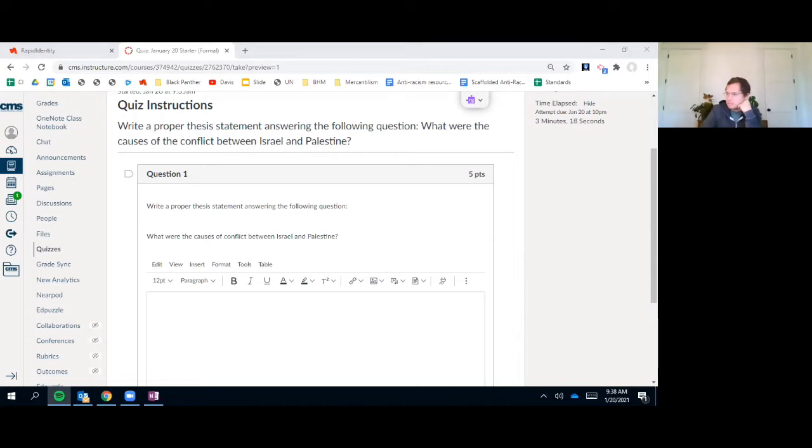Remember, y'all, this is 5 formal points. The code again is in the chat. IP for Israel-Palestine. Thesis is the code for the starter today. Copy and paste what you wrote on page 74, what should have been written on page 74, or write your thesis statement answering the question, what were the causes of conflict between Israel and Palestine? Okay, I'll give you 30 more seconds.